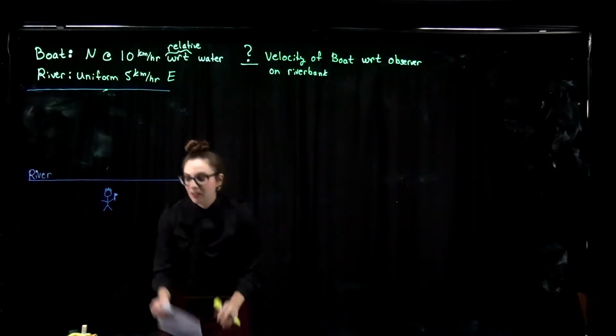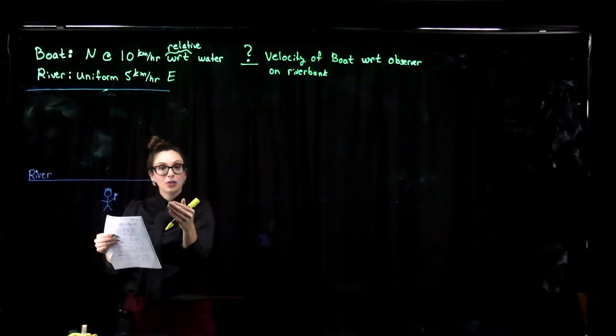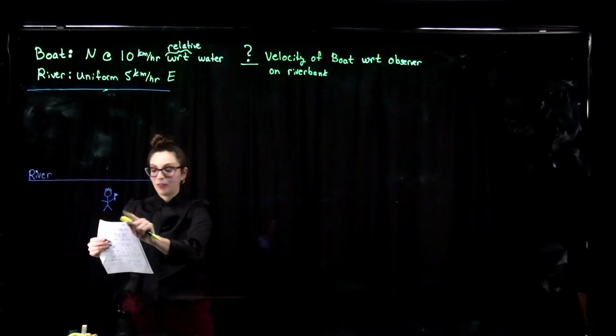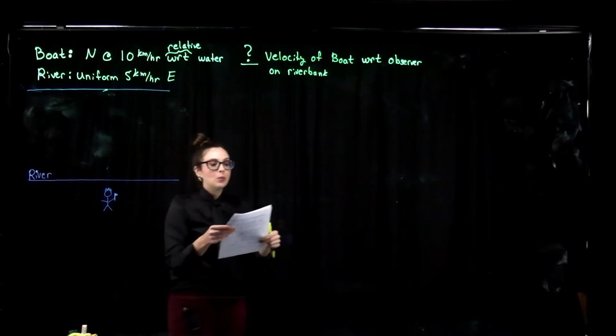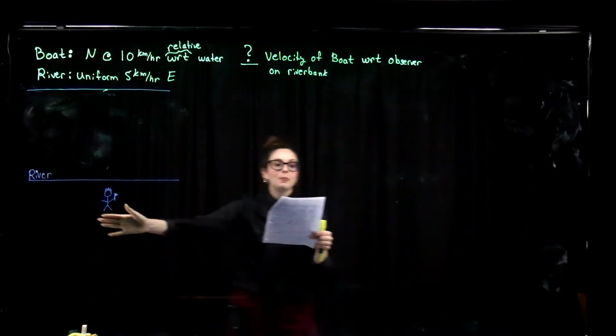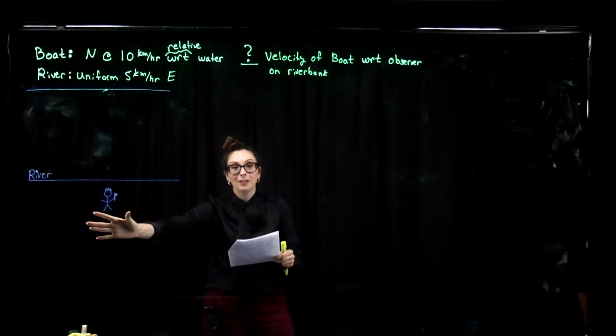to the east, relative to an observer standing here on the bank of the river. And so our question is, what is the velocity of our boat with respect to an observer on the riverbank?